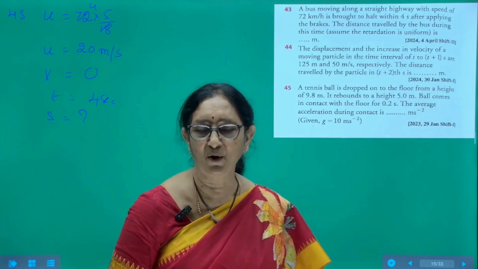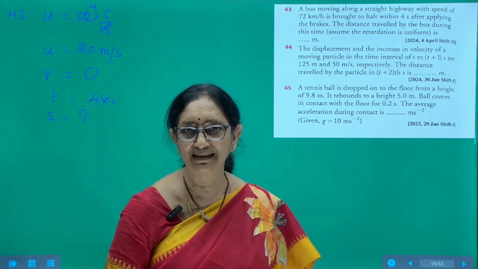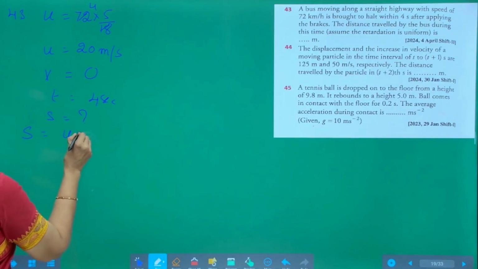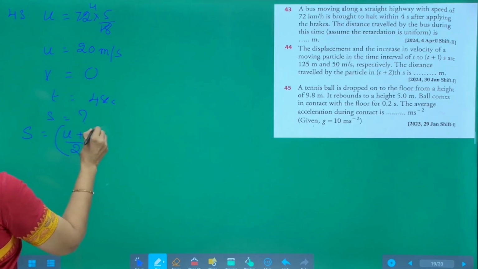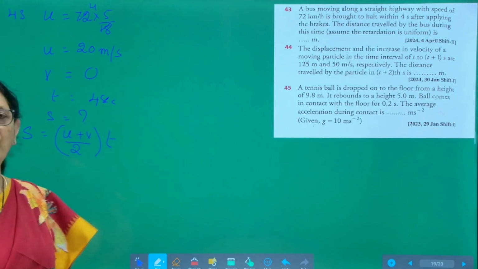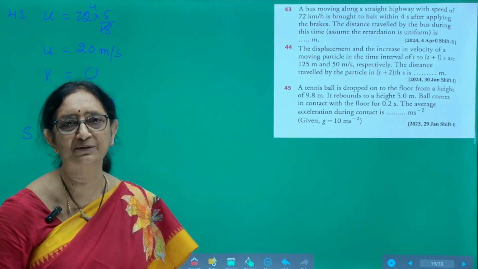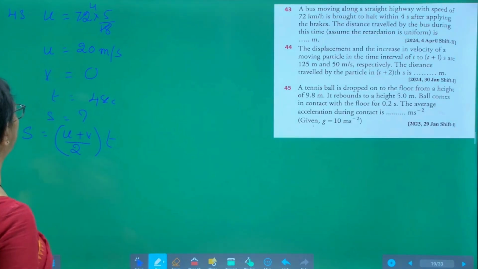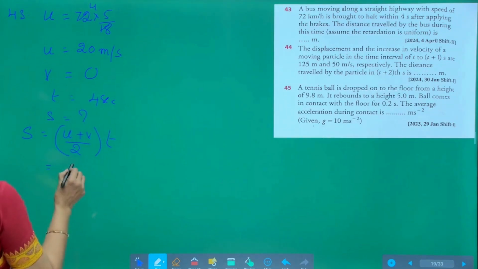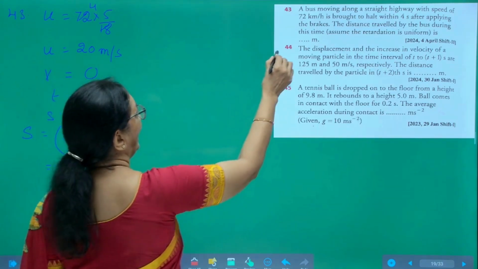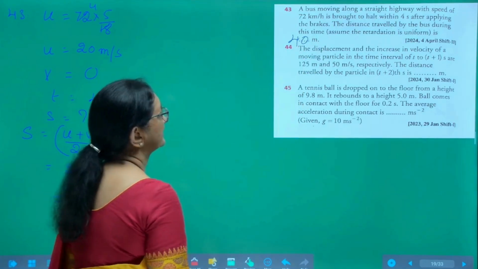In the case of a body moving with uniform acceleration, the displacement in terms of velocity is (u plus v) by 2 into t, because for uniform acceleration the average velocity is (u plus v) by 2, so average velocity into time. If you use this formula, it is (20 plus 0) by 2 into 4. It is just 40 meters. So, the answer is 40 meters.